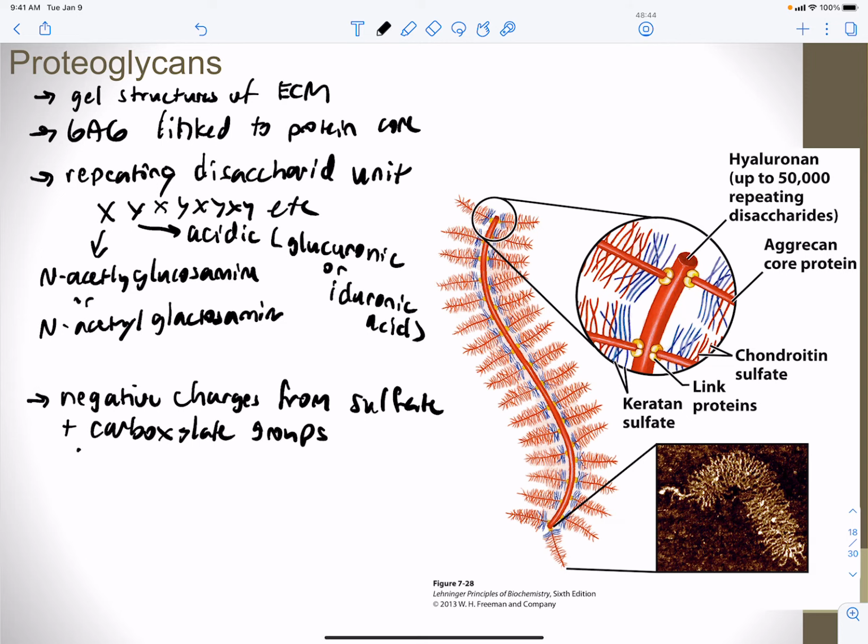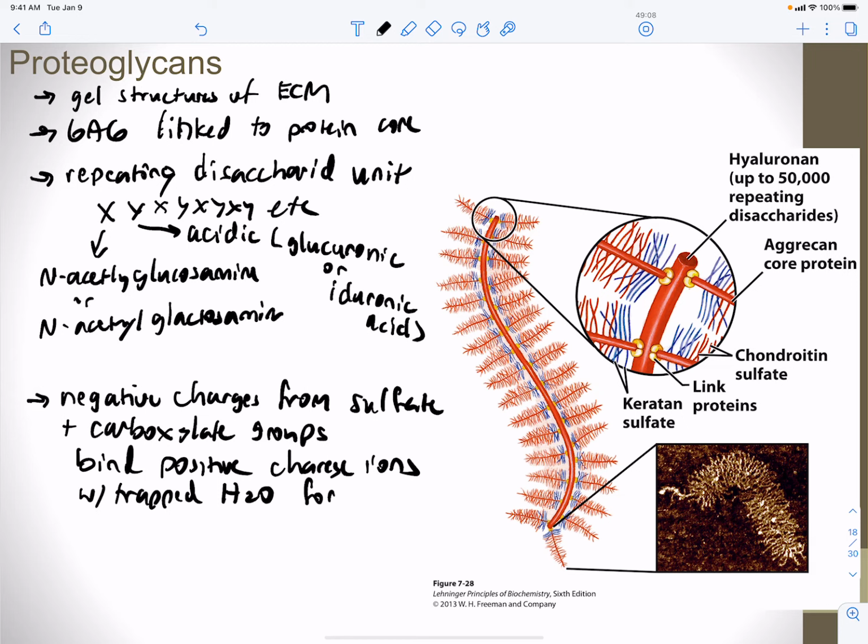Will bind to the positive charges. And this is going to form hydrogen bonds with trapped water, and this creates a hydrated gel. Okay, so your proteoglycans are going to provide flexible mechanical support and also act as a filter.